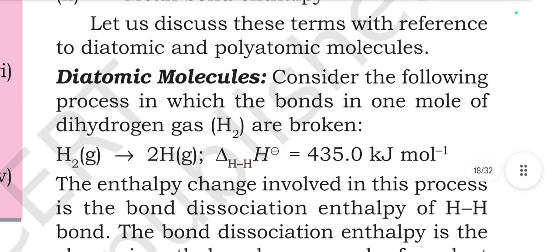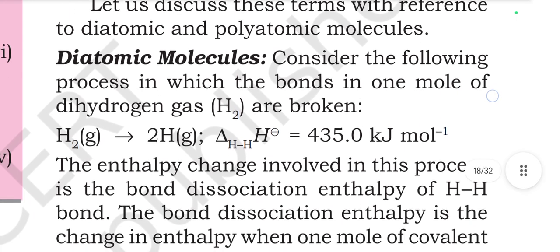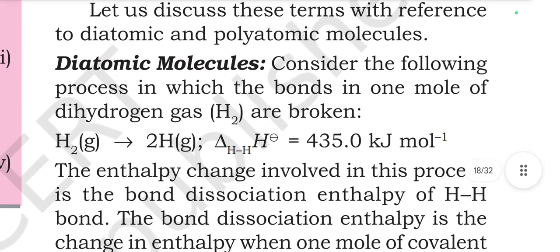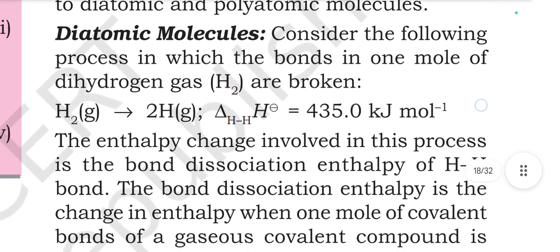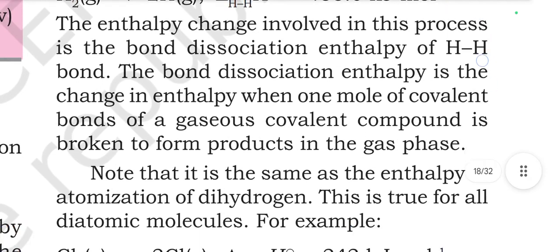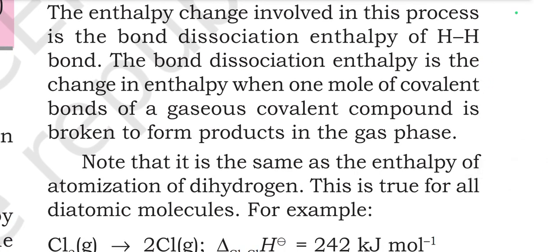Let us discuss these terms with reference to diatomic and polyatomic molecules. Diatomic molecules: consider the following process in which the bonds in one mole of dihydrogen are broken. H2 gives 2H, with the change in enthalpy. The enthalpy change involved in the process is the dissociation enthalpy of the H-H bond. The bond dissociation enthalpy is the change in the enthalpy when one mole of covalent bonds of a gaseous covalent compound is broken to form products in the gas phase.